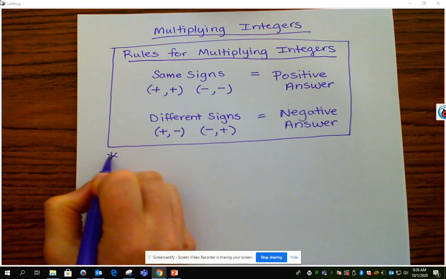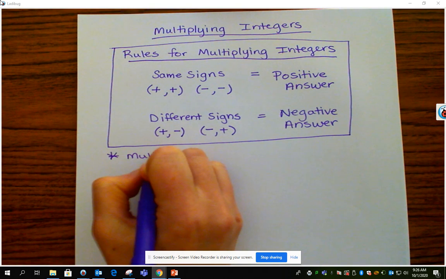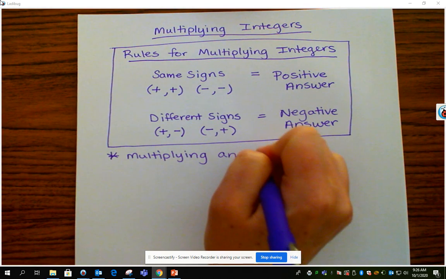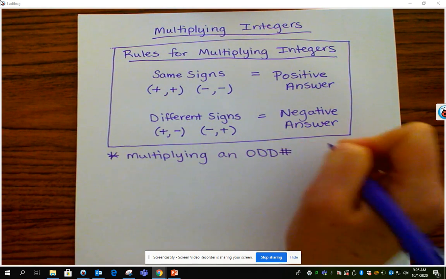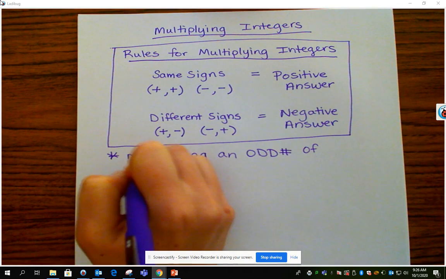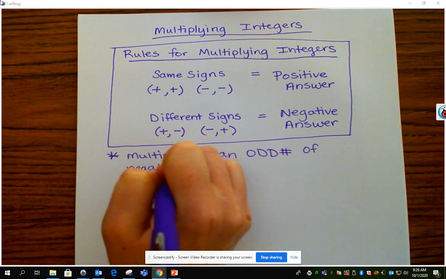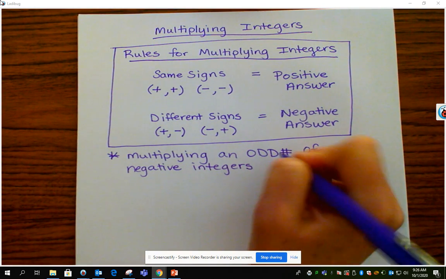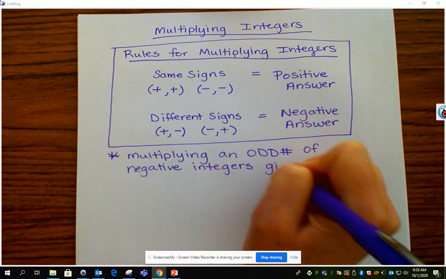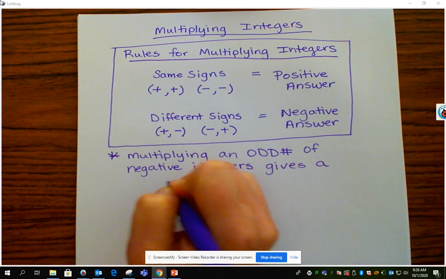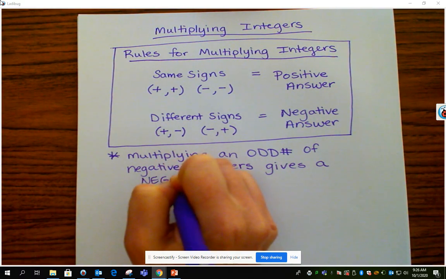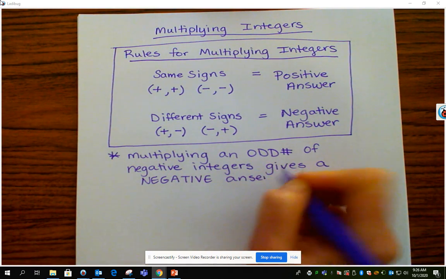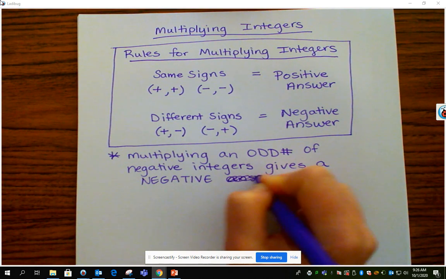Do note that if you multiply an odd number of negative integers, it will give you a negative answer. Oops, can't spell. Let's just try that again. Answer.